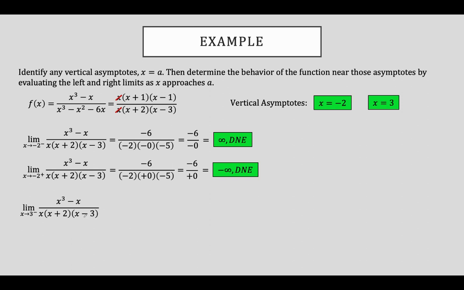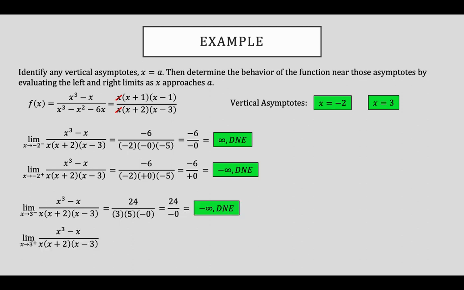Now, again, with the ones that equal 0, we have to determine, is it a positive 0 or a negative 0? Well, if I have a number that is ever so slightly less than 3 to the left of 3, say, for example, 2.999999999, and I subtract 3, I'm going to get a negative 0, a number that is infinitely close to 0 but negative. So we have 24 divided by 3 times 5 times -0. That gives me a 24 divided by -0. A positive over a negative gives me negative infinity, DNE.